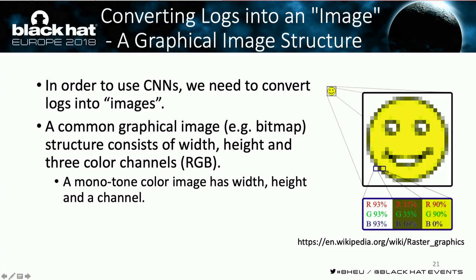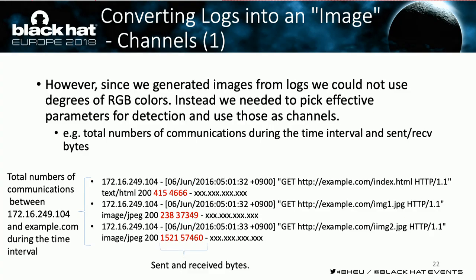A common graphical image structure consists of width, height, and 3 color channels. It means RGB. And a monotone color image has width, height, and a channel. It means grayscale. However, we needed to pick effective parameters for channels since we generated images from logs, because they don't have degrees of RGB colors. For example, we can use information such as the total number of communications during the time interval, and sent and received bytes for channels.